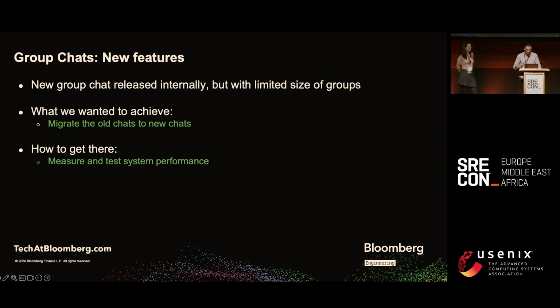Because this is something new, it was released only internally, and it has a limit on the number of users inside the group chat. What we wanted to do is release these features for everyone, so everyone can benefit from the new features. To do this, we wanted to migrate all the old group chats to the new type. And to do this, we want to gain confidence in the system performance for the new type of chat.